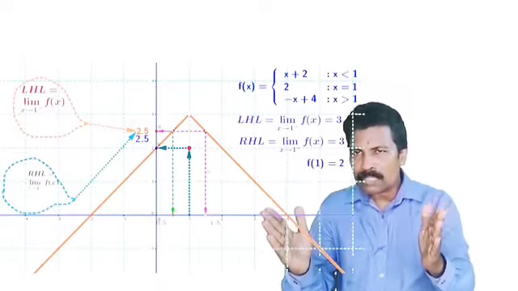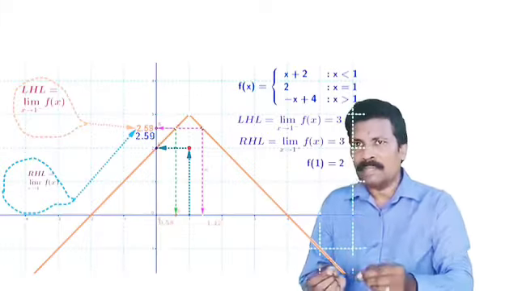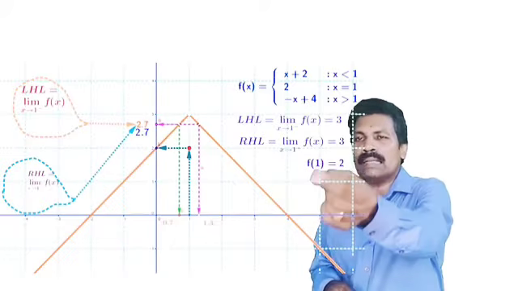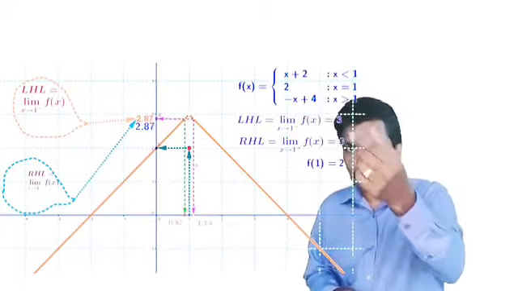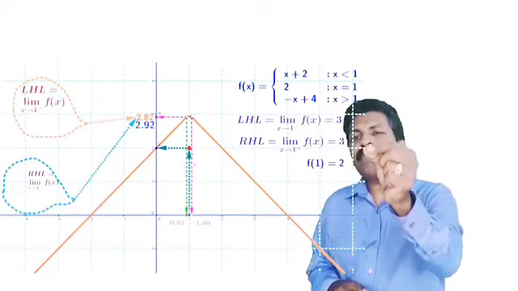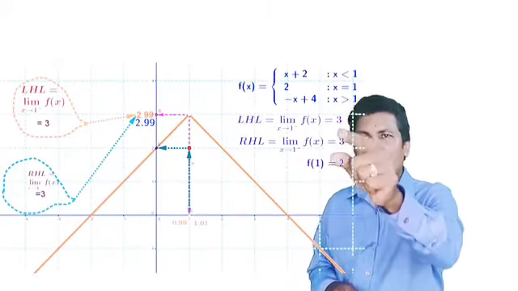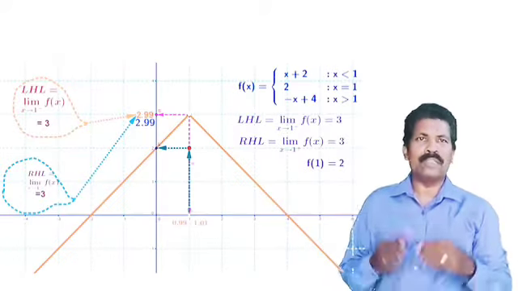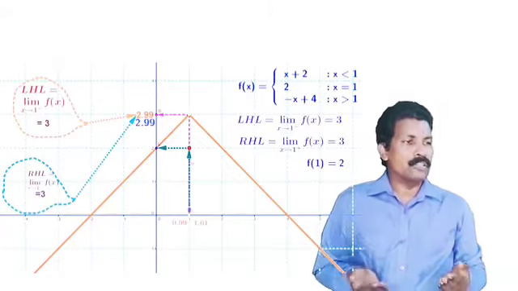Let us see all the cases together. LHL is there, RHL is here and the value of the function is there. And what is happening? You see that LHL and RHL are becoming the same. They are coincident. But f of 1 is 2 only. LHL is equal to RHL, each is 3 only, but f of 1 is 2. So this is the second case. LHL is equal to RHL but not equal to the value of the function.